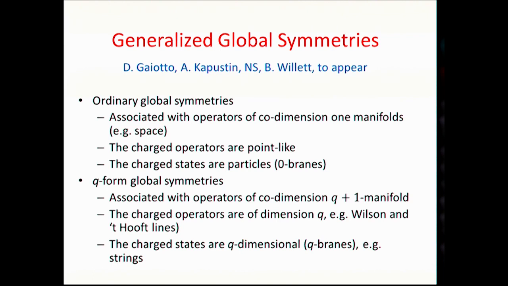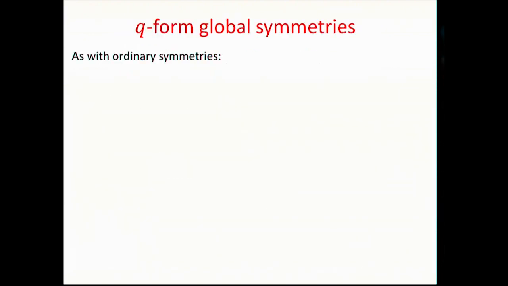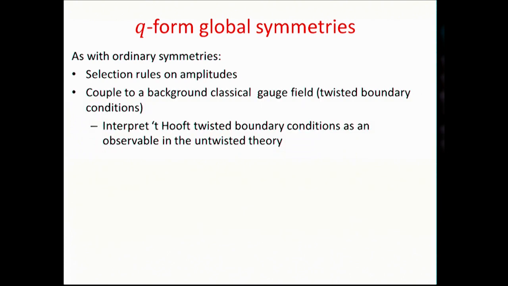So the idea is that, the same way we use ordinary symmetries to classify local operators and particles, we use these generalized symmetries to classify extended operators like lines and surfaces. So now what we're going to do is take everything you know about global symmetry, and we have an opportunity to do it again for these new symmetries. So you take the textbook and say, what do we normally do with global symmetries? We can get selection rules of amplitudes. So we can get selection rules of amplitudes using these generalized symmetries.